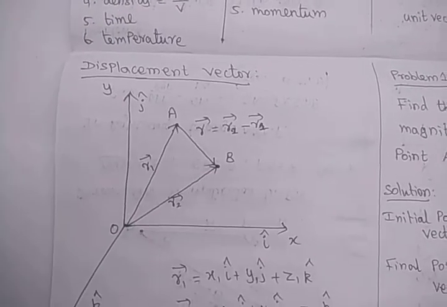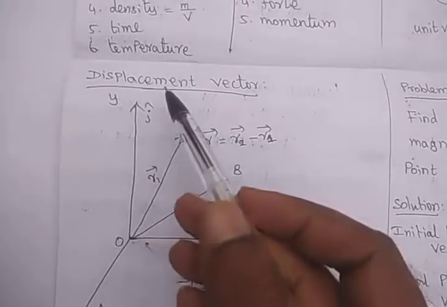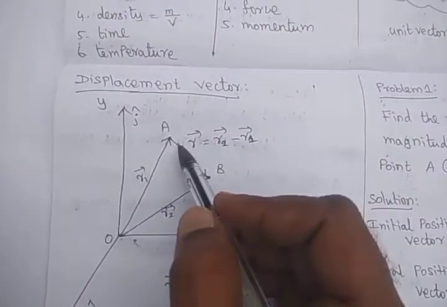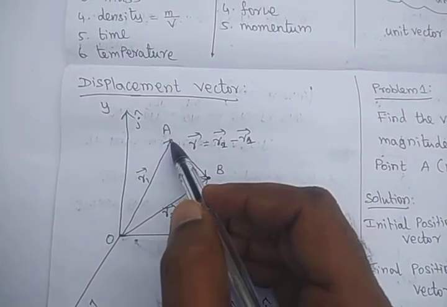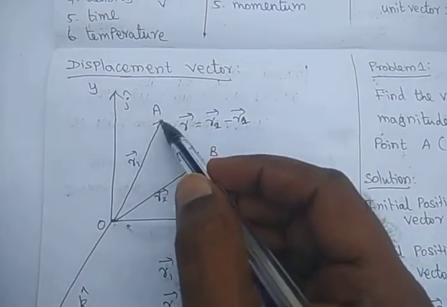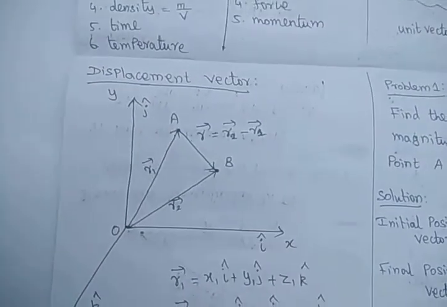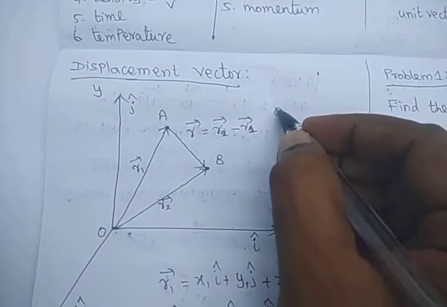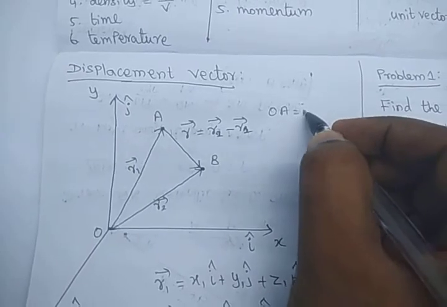As we have seen the position vector, now we are going to see the displacement vector. That means a body is at position A from the origin O. The body is at position A initially. So OA is the initial position vector.